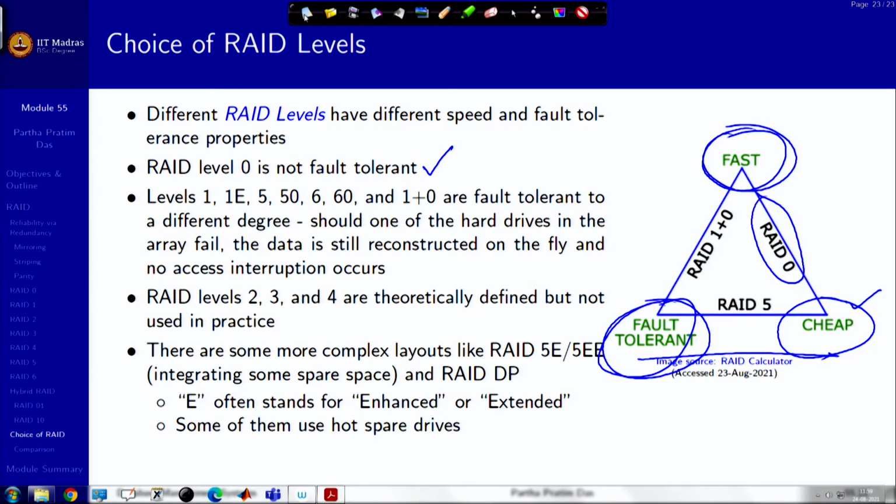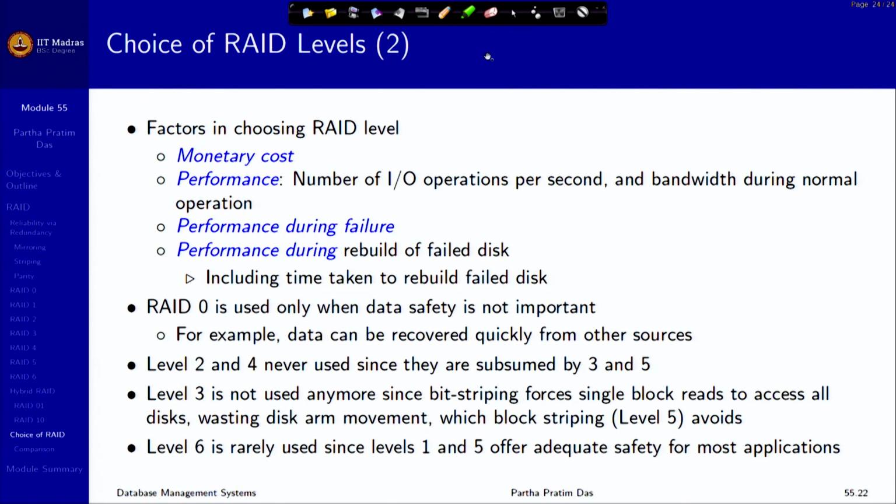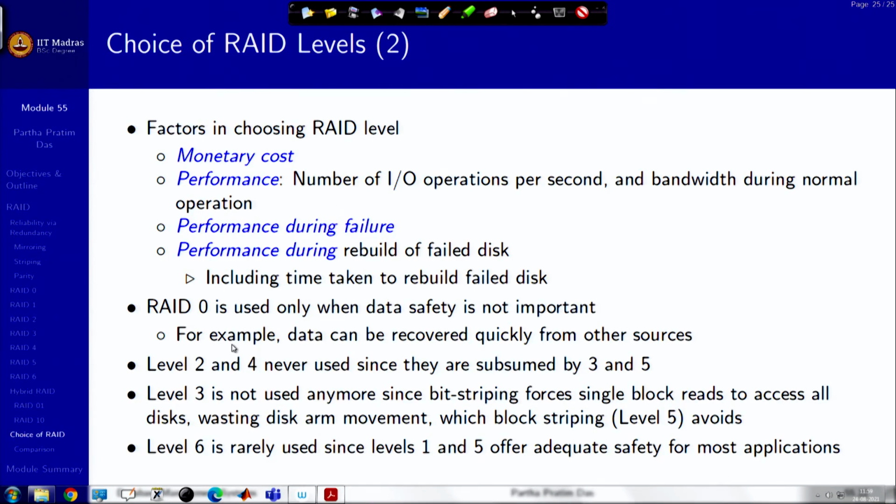Different such choices can be made depending on what you need, depending on the monetary cost, the IO performance, performance during failure, and performance during rebuild. So, there are three performances we are talking of. One is during normal operations, which is obviously most critical. But what is the performance during failure? What is the performance when you are rebuilding the disks after failure? RAID 0 is used only when data safety is not that important.